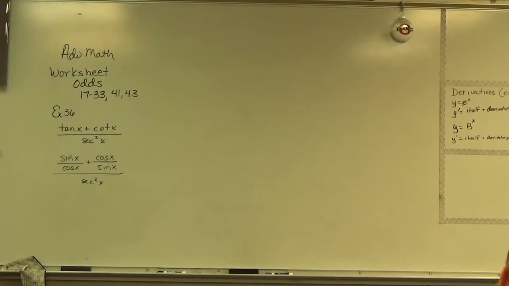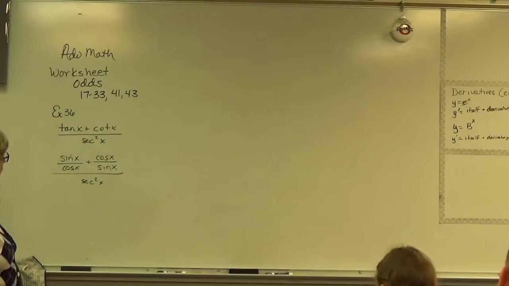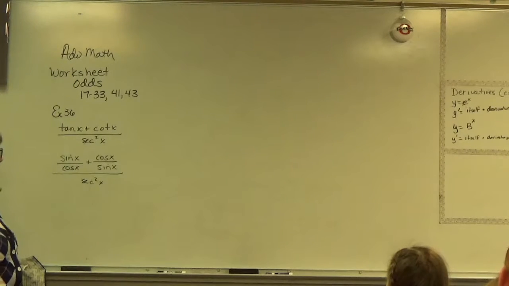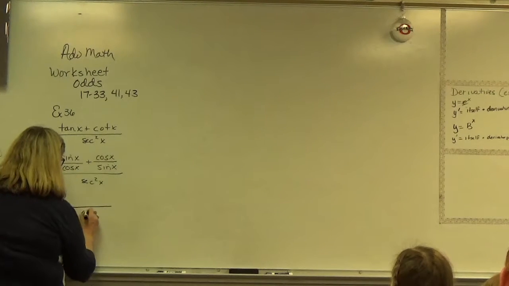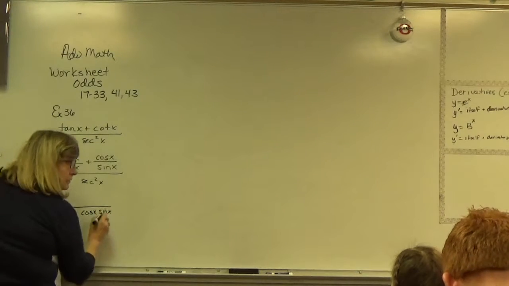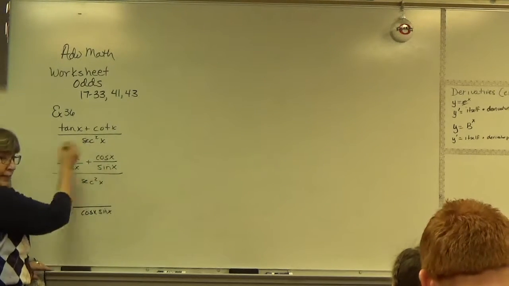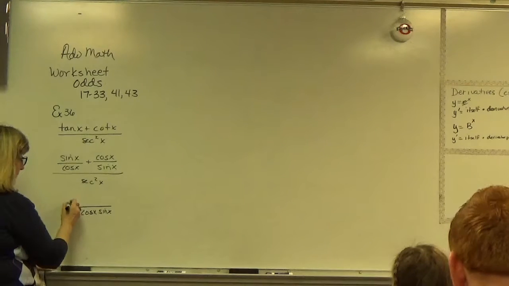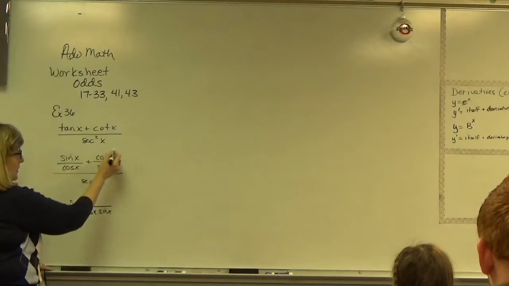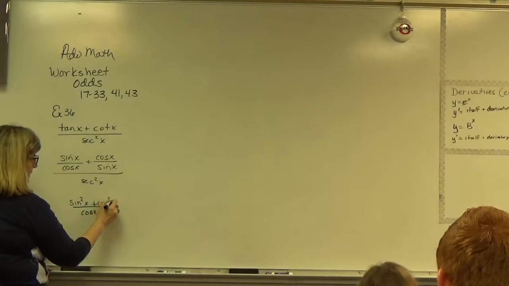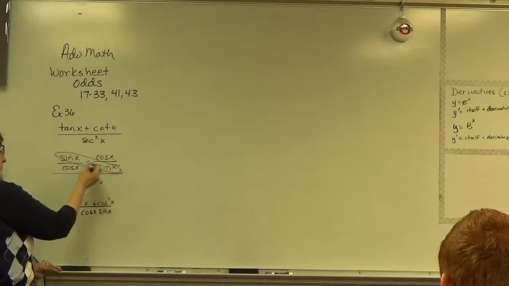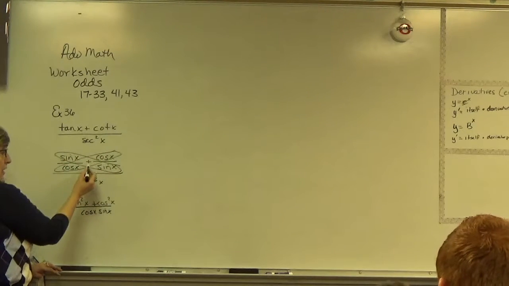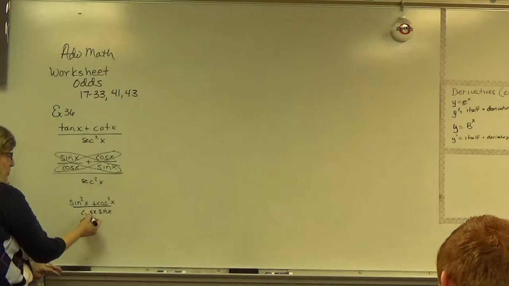Okay? So now, what do you think we do with this one next? Zach, what would you do with this numerator on top? Common denominator. So my common denominator is cosine, sine x. So I could do the butterfly though, right? Yeah. Sine times sine is sine squared. Cosine times cosine is cosine squared. The butterfly method is this wing times each other, this wing times each other, added together because it's addition, over the two numbers multiplied times each other.